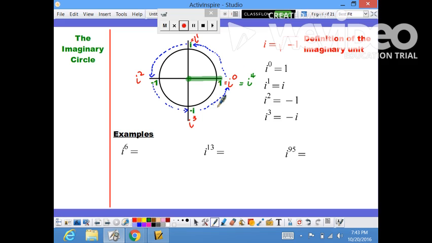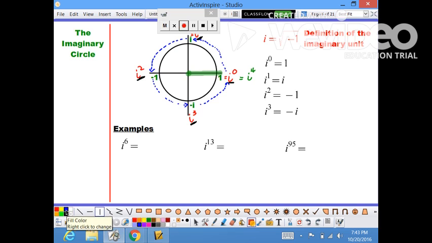There are only 4 unique values that we get when we talk about the powers of I. All right? When we have I to the power of 0, that's 1. When we go around from I to the power of 0, we have I to the power of 1, that's I. I squared, or I to the power of 2, that's -1. I to the power of 3 is -I. And then we get back to I to the power of 4, which is where we started, and that's 1 again. Okay?